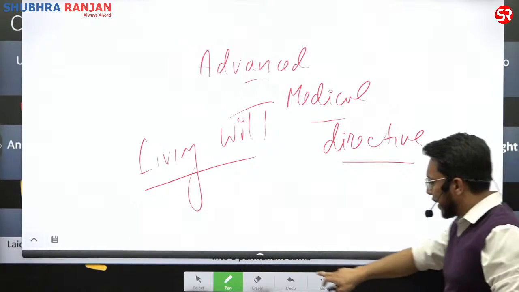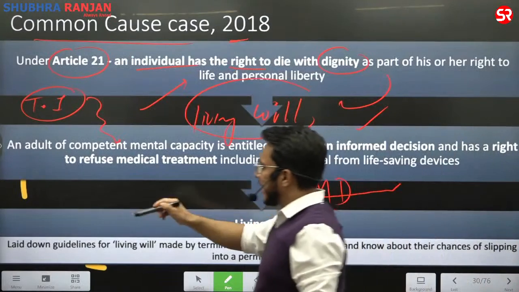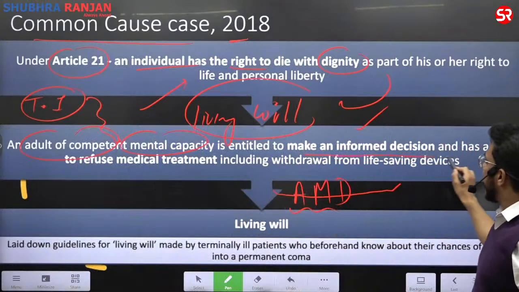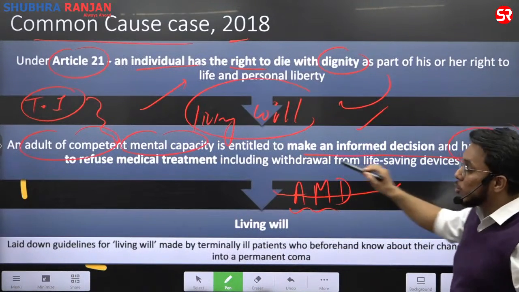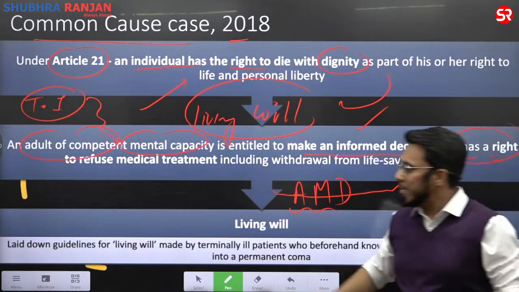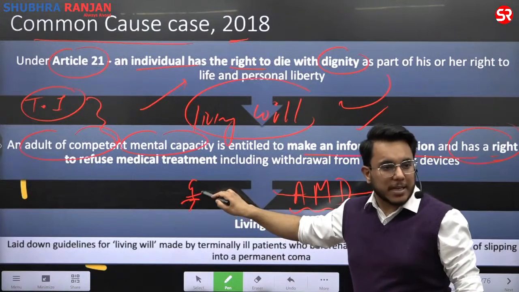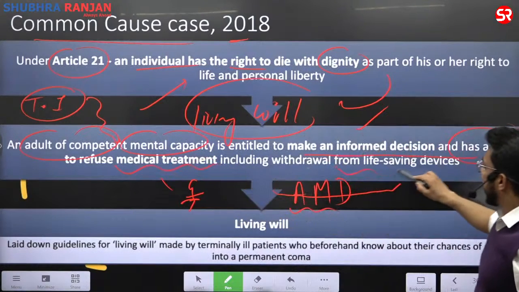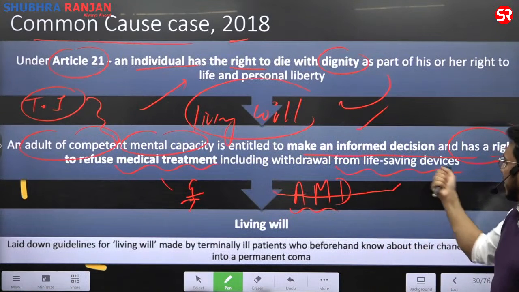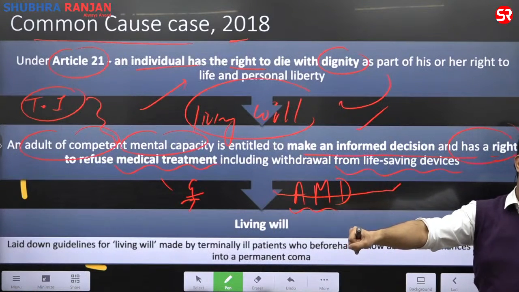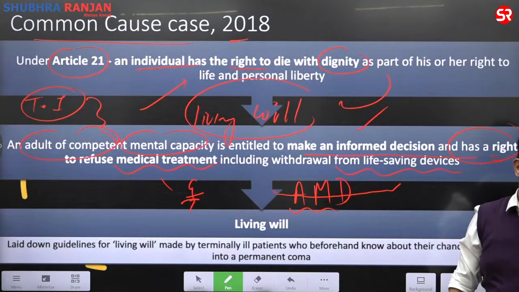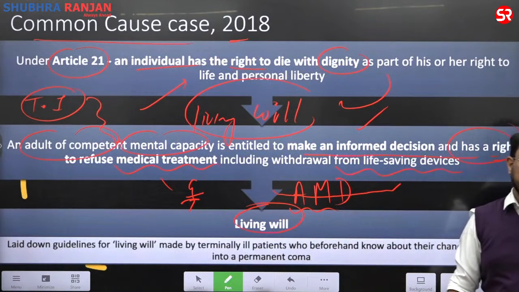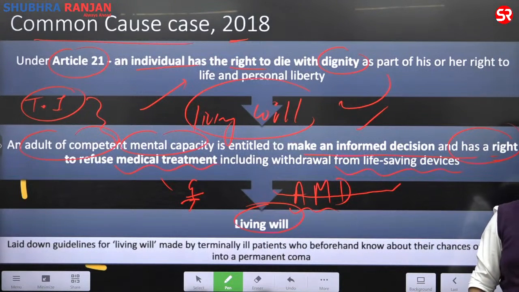So basically here in this 2018 judgment, it was provided that an adult of competent medical and mental capacity is entitled to make an informed decision and has a right to refuse medical treatment. For example, Mr. A is suffering from a cancer where treatment is not possible. So Mr. A has a right to refuse medical treatment and can give permission that life-saving devices, ventilator, etc. can be withdrawn after a particular stage. And this permission will be called a living will, advanced medical directive. Samajh mein aa raha hai ya nahi aa raha?